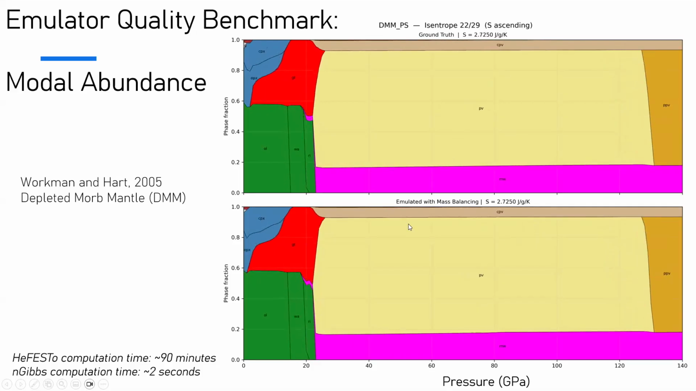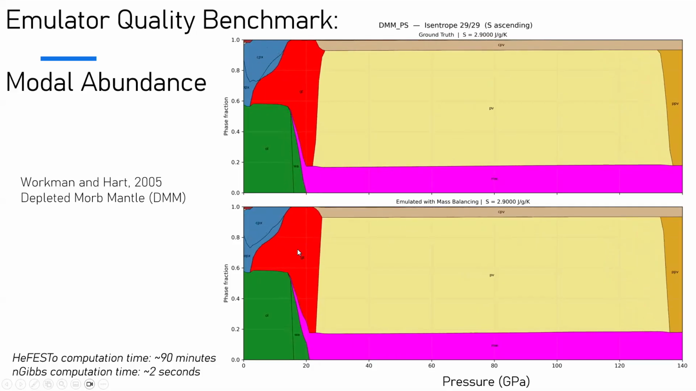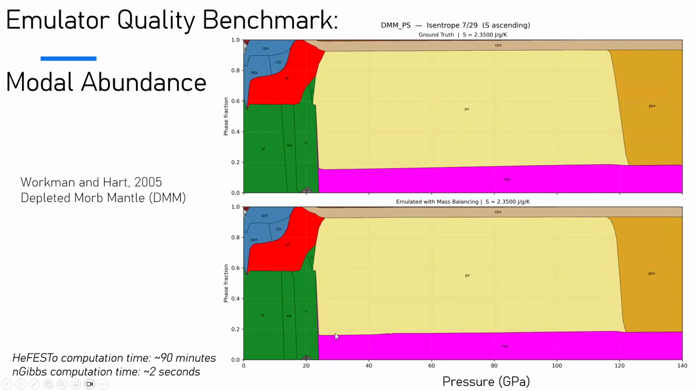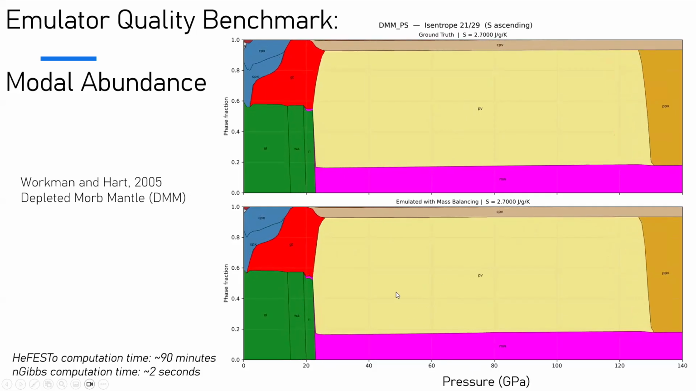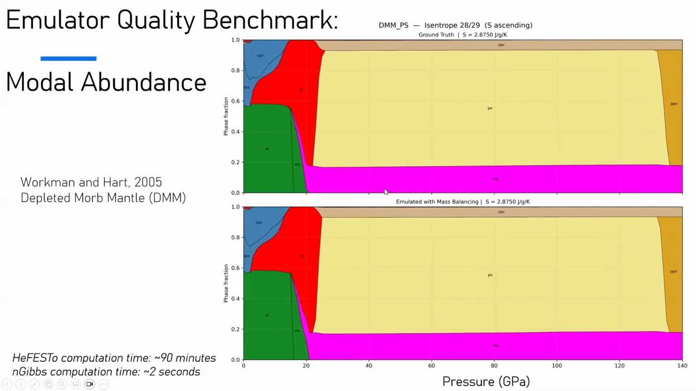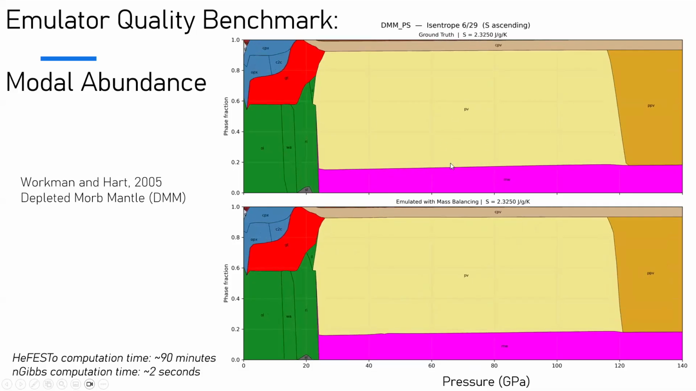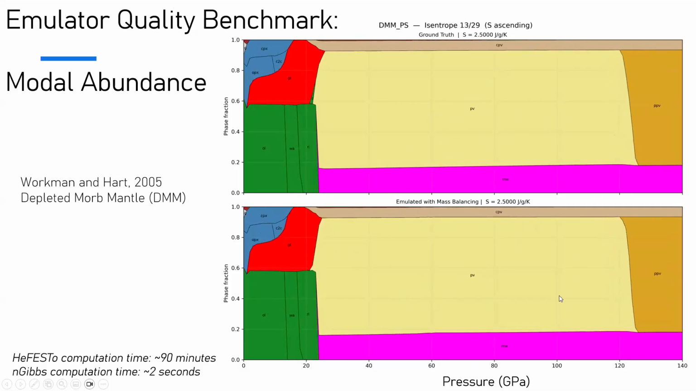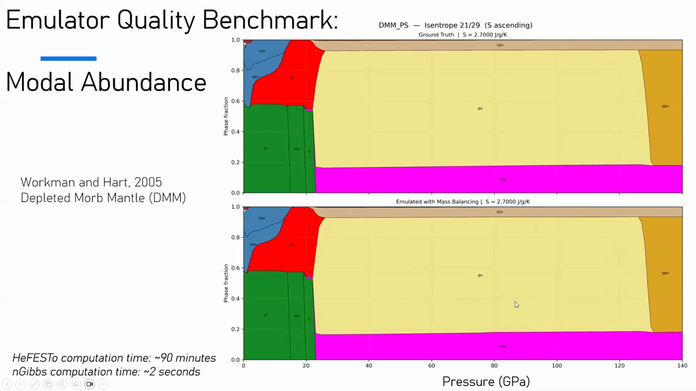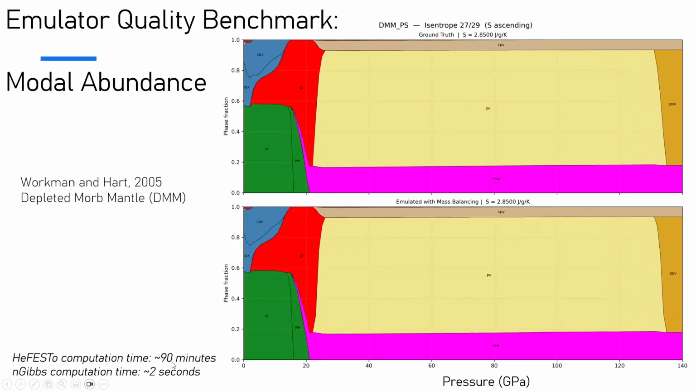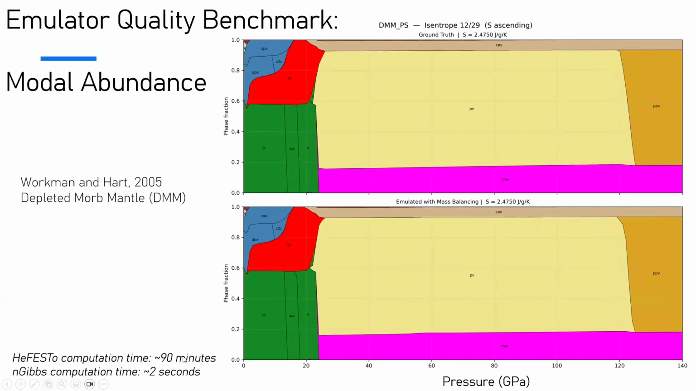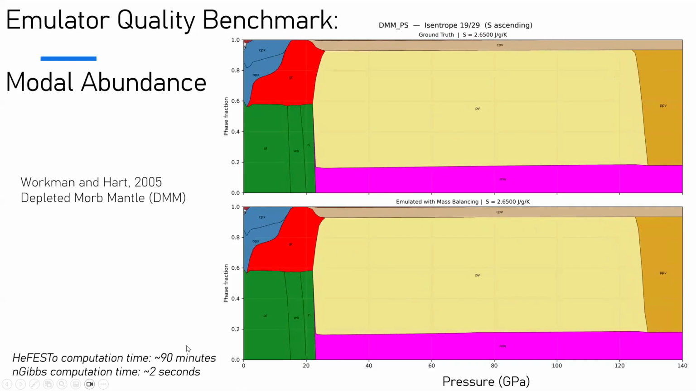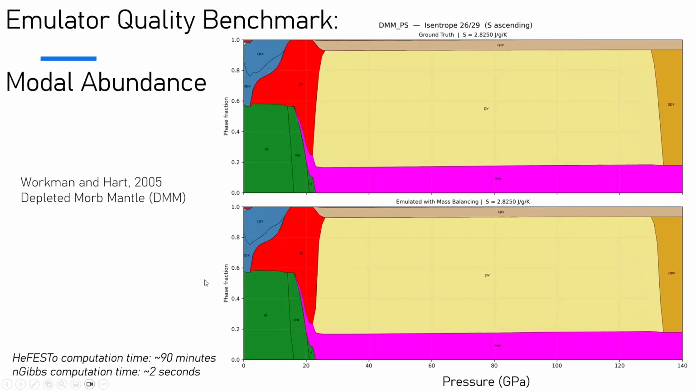So we can see, as we get to higher entropies, the garnet field's expanding, and the ringwoodite and wadsleyite fields are shrinking. I was very happy to see this because there's a lot of complex behavior here that you can see in the ground truth HeFESTO results that we're also seeing in the emulated version. Except the emulated version only takes 2 seconds to run, whereas the HeFESTO version takes 90 minutes to run. So I think this is a pretty provocative result.